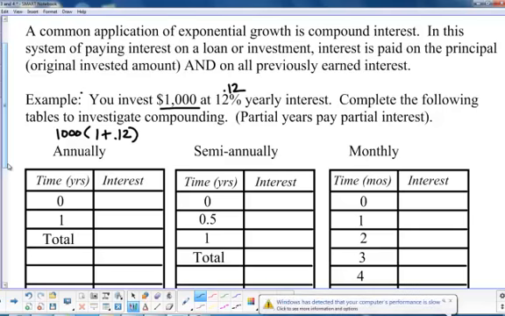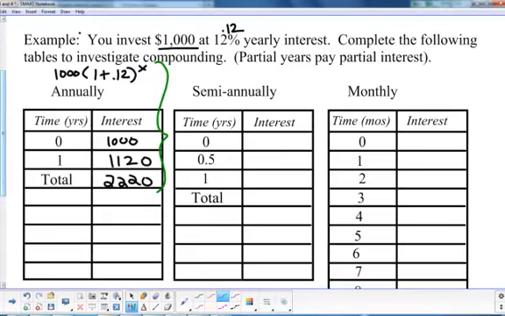So, to the x. So if I put 1.12 to the 0, anything to the 0 power is 1, so 0 would give 1,000. And then 1,000 times 1.12 is 1,120. So your total would be 2,220.